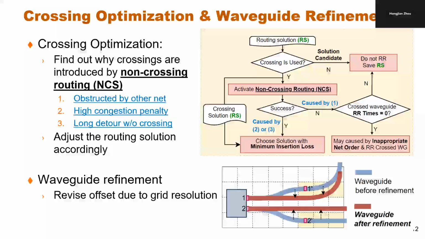If the non-crossing search (NCS) fails, it means the net is obstructed by another net. If the blocking waveguide has never been reported before, it is highly possible that it is caused by inappropriate net order. Then we report the blocking waveguide and reroute the current net. If the non-crossing solution succeeds, then we will save the solution with the minimum insertion loss between them.